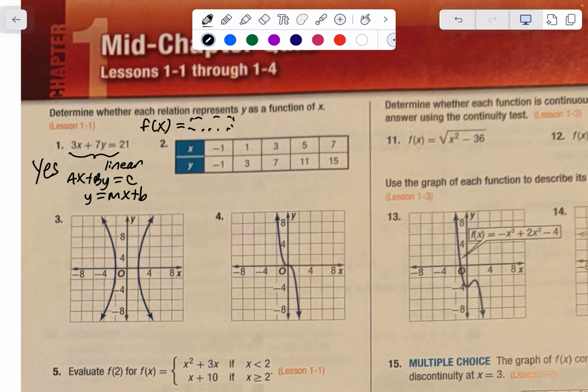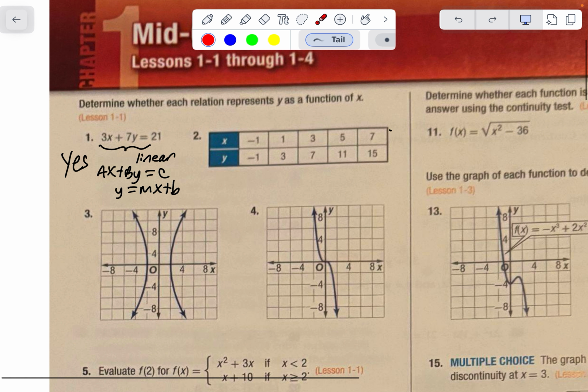Now, when it comes to number 2 with a listing of points, all we have to check are the x's all different, because that means they were only used once. So every single x is different. We do not care if the y's repeat. We do not care if the y's can repeat a million times. But as long as the x's are all different, that one's a yes as well.